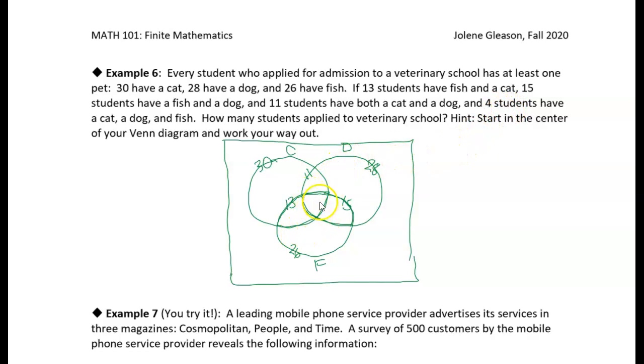Okay, so they have all 3 pets. So there's 4 people who own everything. Cat, fish, and dog. We don't know how many of each, but they've got all 3 types of pets. Okay, they're veterinary students, right?